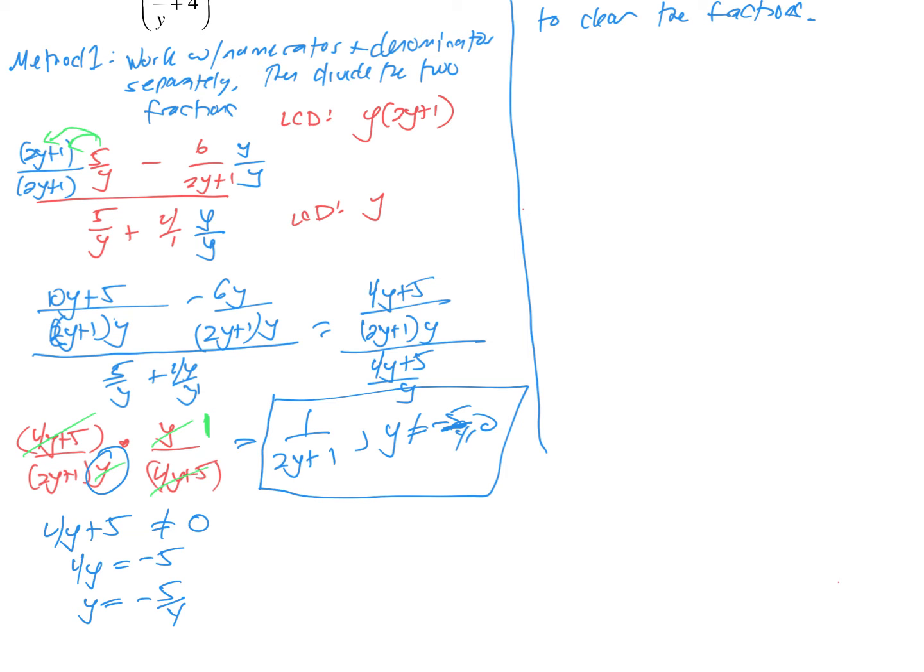And then if we want to state the entire domain, we have to exclude any value that made any of the denominators 0. So in addition, we need to exclude the value that makes 2y plus 1 equal to 0, because that factor is still remaining. So 2y plus 1 is not equal to 0, 2y is not equal to negative 1, and then divide by 2. y is not equal to negative 1/2.